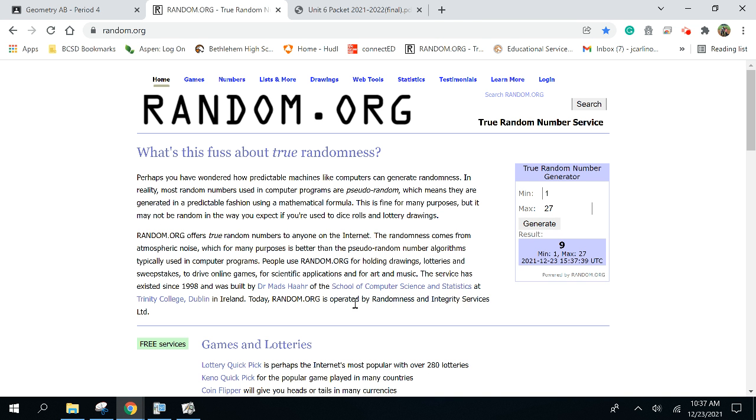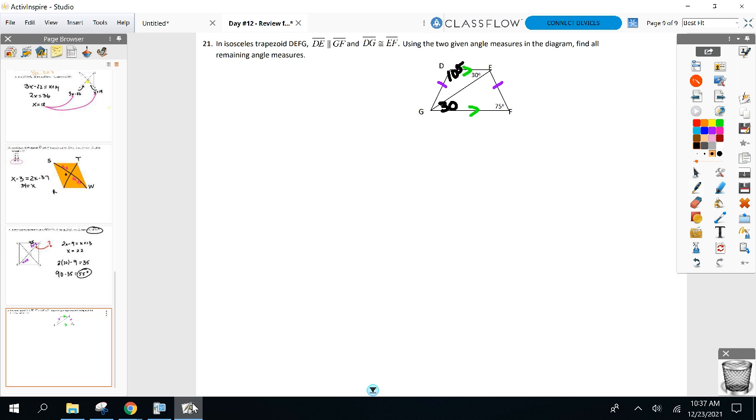Angle DGE is 45, correct? Because remember, this whole angle down here should be 75. Base angles are congruent. And now everyone sees where we get to 105, because now we have 30 and 45 give us 75, which added to 105 gives me 180 degrees in a triangle. So I'm just looking for that last angle now.